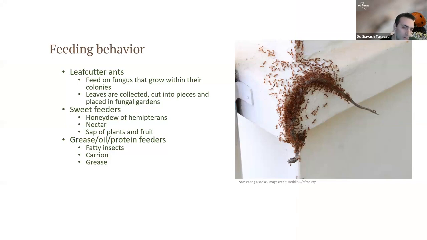Generally speaking, we divide ants into sweet feeders and grease or protein feeders. Fire ants, for example, are grease, oil, or protein feeders, and Argentine ants are sweet feeders. It doesn't mean that they won't feed on the other category. Fire ants take sugary water and sweet stuff fine, but when you give them the option, they always, or most of the time, go after the greasy stuff. And the same applies to Argentine ants.